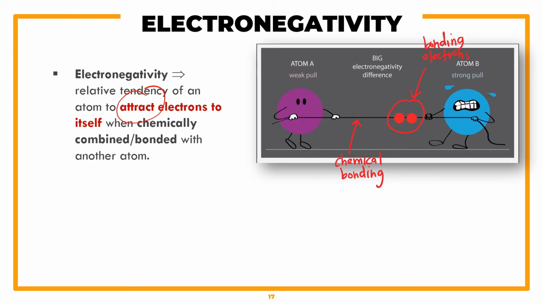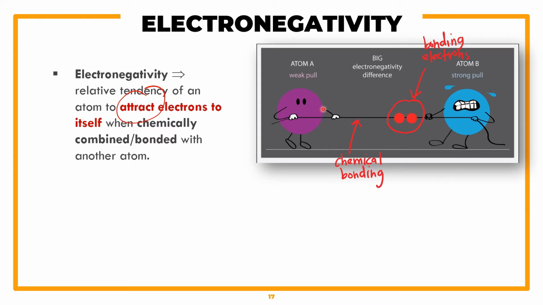So now this atom, okay, atom yang sebelah biru ni, this atom is pulling the bonding electrons towards itself. So ini menunjukkan bahawa this atom will have the highest electronegativity. Okay, kerana this atom has higher tendency to attract the bonding electrons to itself.